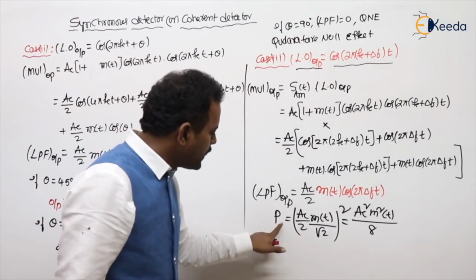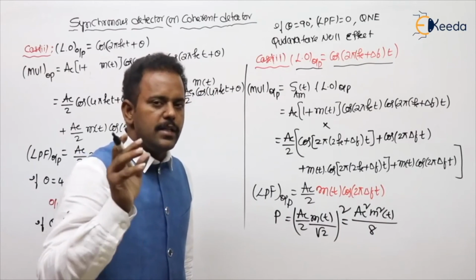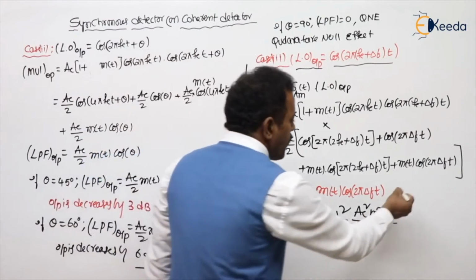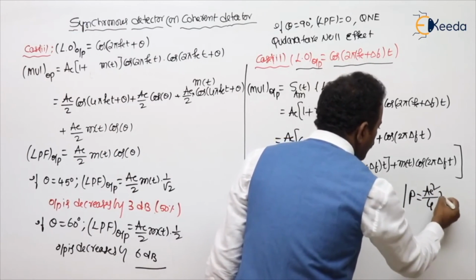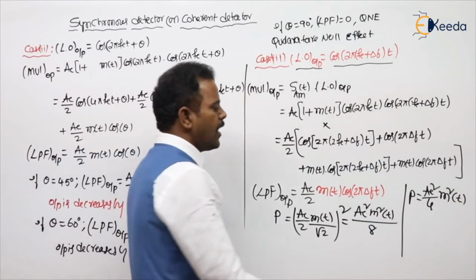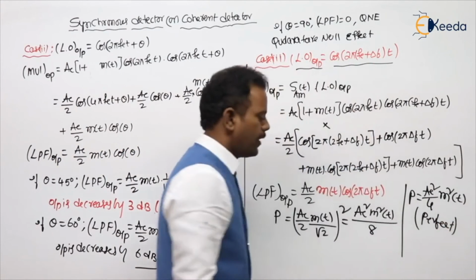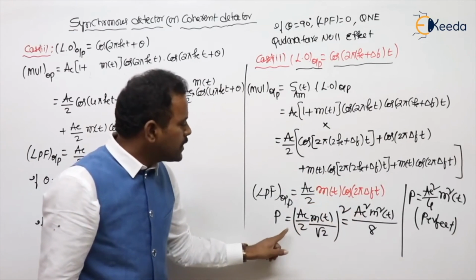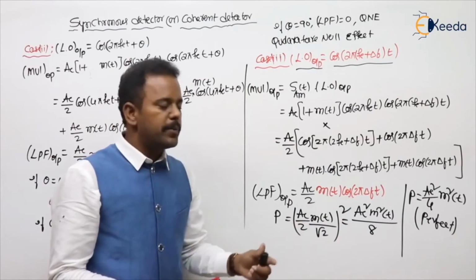Now try to compare this power with the original case, that is case 1, the perfect synchronization case. In the perfect synchronization case, what is the power we got, sir? Try to check. Ac square by 4 into m square of t we got, in the perfect synchronization case, which we did previously. So when compared with the perfect synchronization case, how much decrement in the frequency difference case? 1 by 2. Power, I am saying.